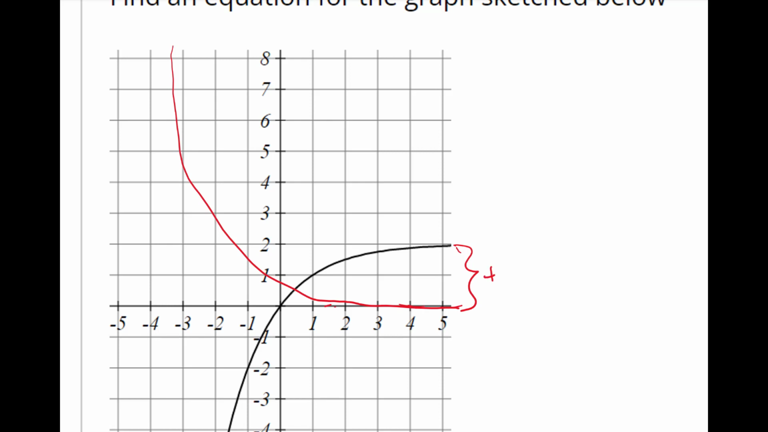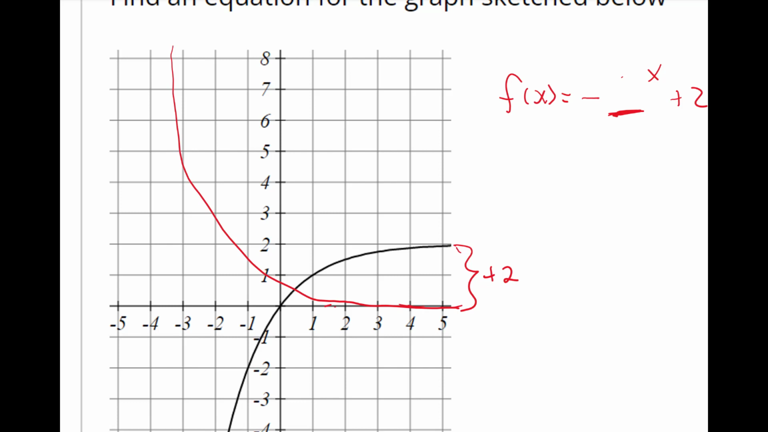So we can say a plus 2 for that one. But it's reflected, so we know it's going to be in the form f of x equals the negative of something to the x, and then we have a plus 2 here. So we've got to figure out what this something is.